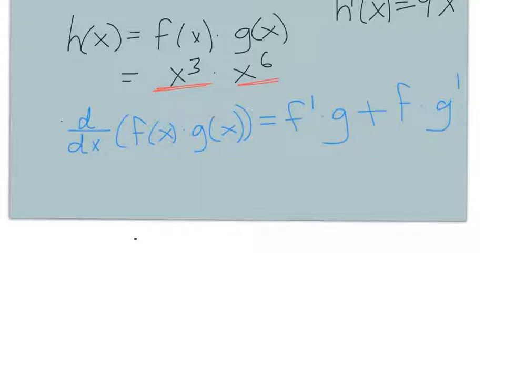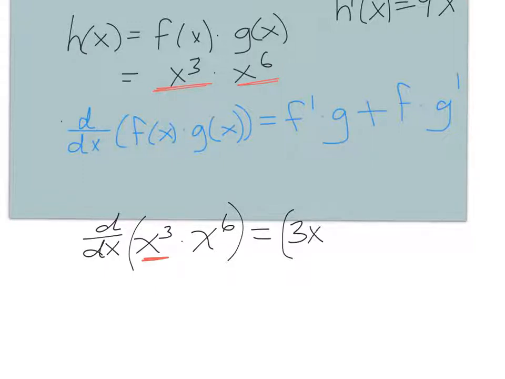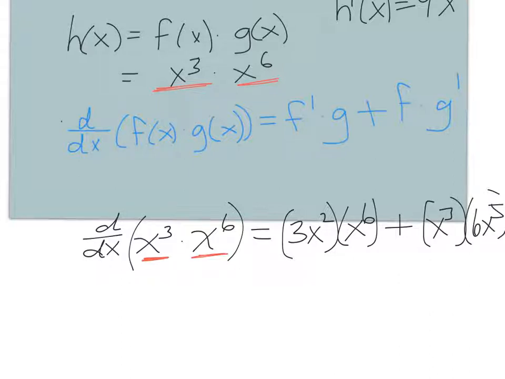So if I know that it's x cubed times x to the power of 6, and it's the derivative of that I'm trying to find, what I do is first I take the derivative of f. So this first function is f. So I take the derivative of that, and I get 3x squared. Then I just take g, and g is just x to the power of 6. There's no derivative, so I just take x to the power of 6. Then I add that to just f, which is x cubed, and I times it by g prime, which is 6x to the power of 5.